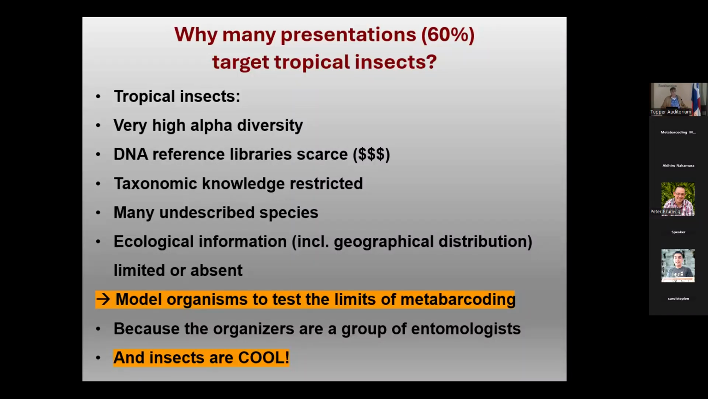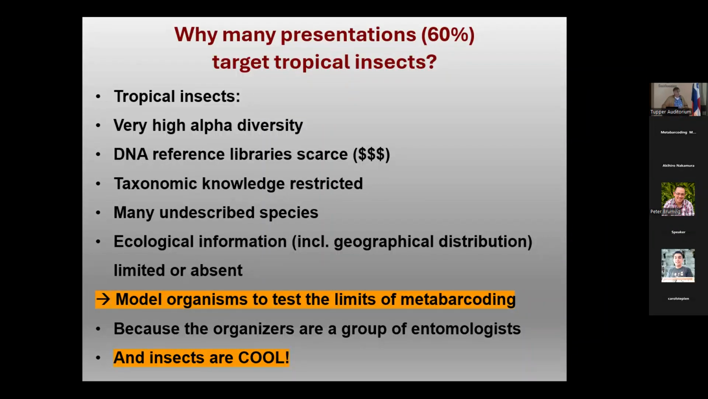Because there is a very high alpha diversity, local diversity, of tropical insects in any place. The reference libraries for those insects, where we can really get the sequence from, are really scarce. And then, of course, it's very expensive just to build those reference libraries, especially when you have high alpha diversity.